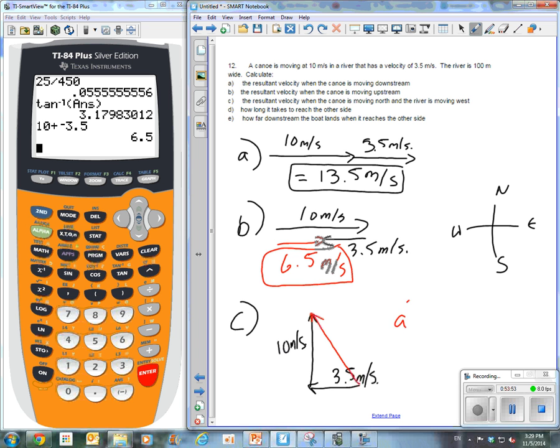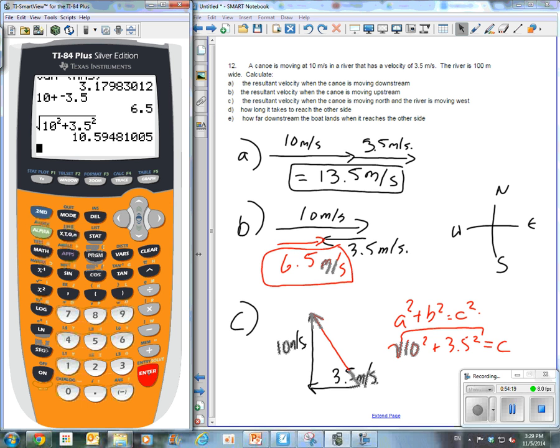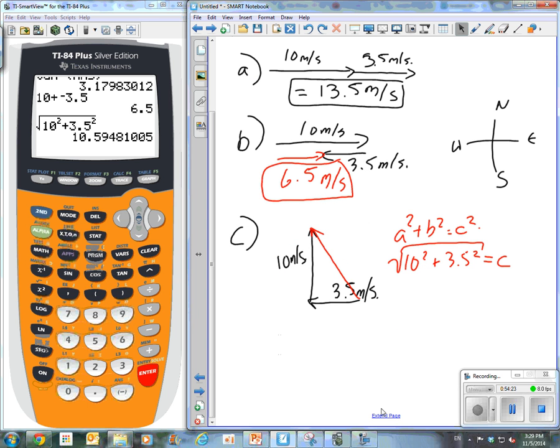Okay, so now we're going to do a squared plus b squared equals c squared. So the square root of 10 squared plus 3.5 squared equals c. I get 10.59. So we'll do two significant figures, so 11 meters per second. Now, obviously this isn't quite accurate, right? So we're going to put our coordinates there where we started. And we're going to see that this is going to be theta degrees north of west.